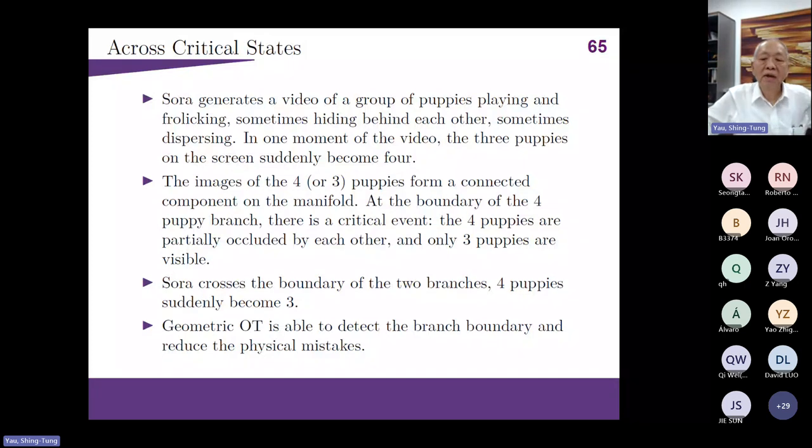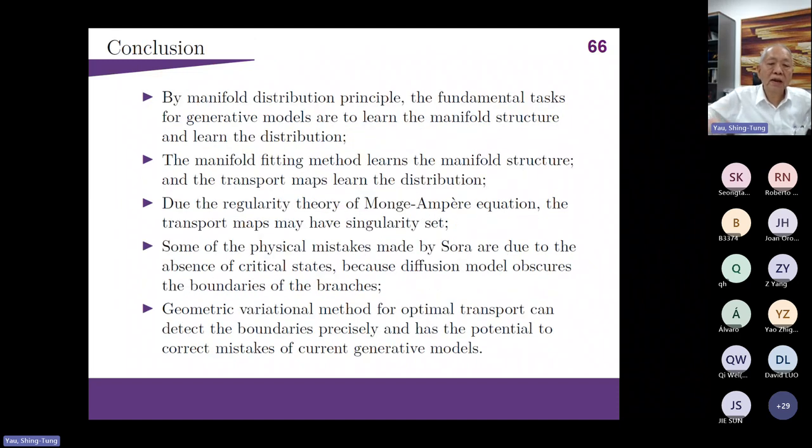That's what happens. The four puppies are partially occluded by each other, and only three are visible. Sora crosses the boundary of the two branches, and four suddenly becomes three. Geometric optimal transportation is able to detect the branch boundary and reduce the physical mistakes.